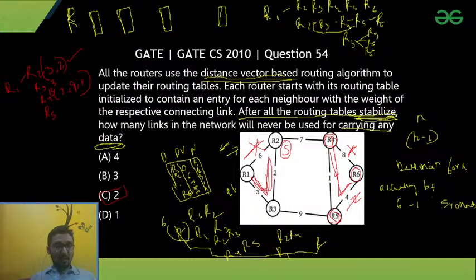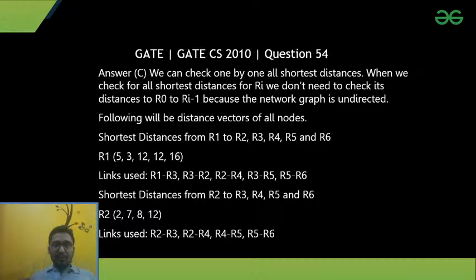I had written a little theory also about this, and you can see that we can check the shortest distances one by one, for all Ri. We don't need to check the distance from R0 to Ri minus 1 because the network graph is undirected, so we have already created that value. So suppose the shortest distances from R1 to R2, R3, R4, R5 and R6 are these, and the links used are these. For R1 to R2 it is this link, this link, this link, and this is how you need to note them down. And the shortest distances from R2 to R3, R4, R6 are these.